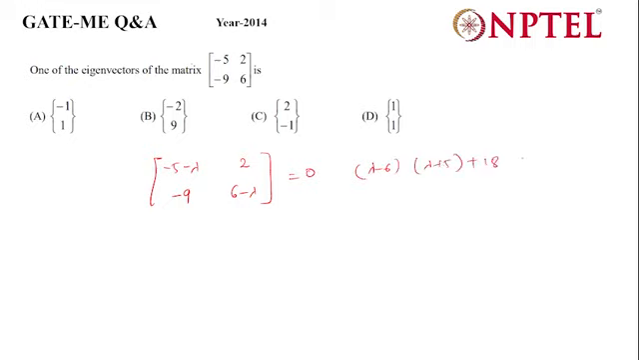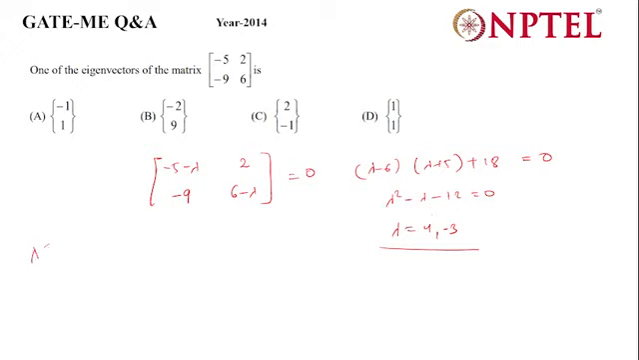Okay, all of you solve this question. D. Okay, D is the correct answer. Again, this is a 2 cross 2 matrix. Firstly, you have to calculate the eigenvalues. Your eigenvalues will be 4 comma minus 3.